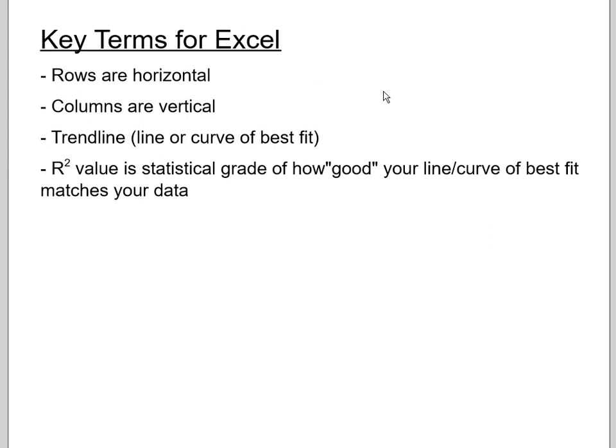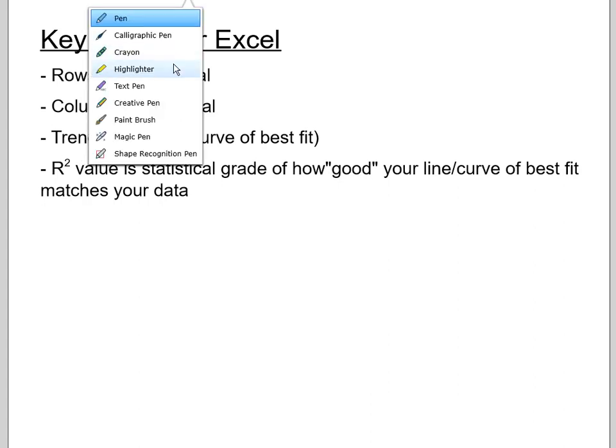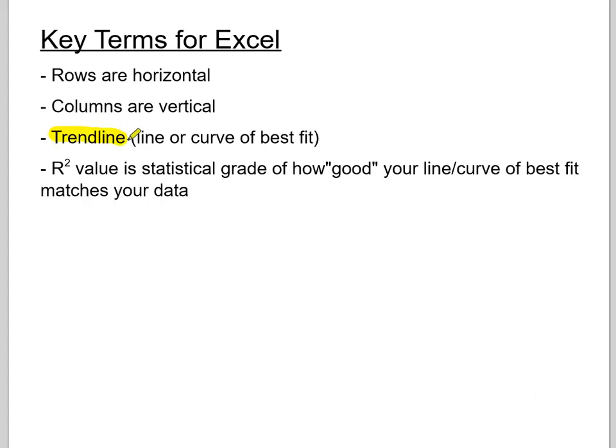So key terms for Excel: rows, just so we're clear, are horizontal; columns are vertical. A trend line, that's a big one. Okay, so trend line is what Microsoft calls a line of best fit. And this R squared value is something we're going to look at.